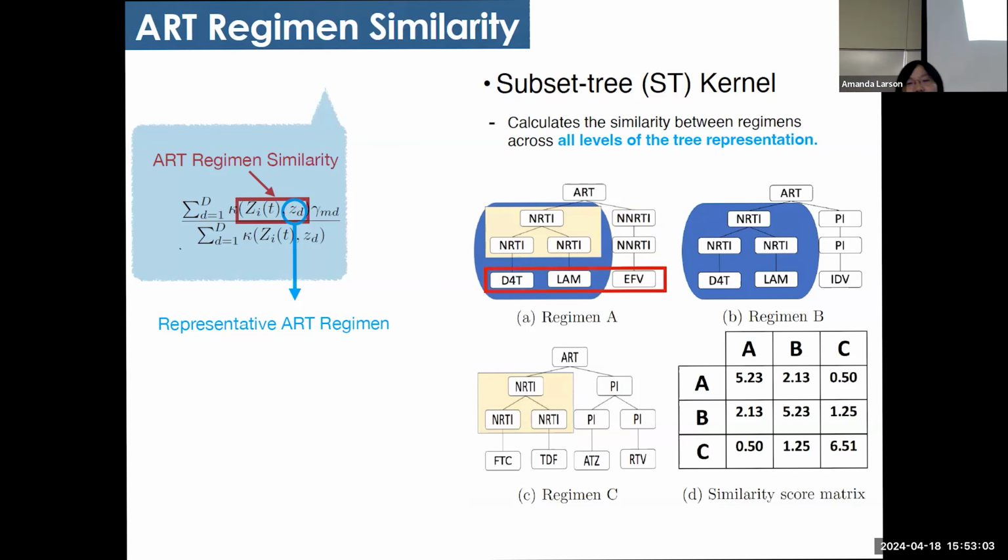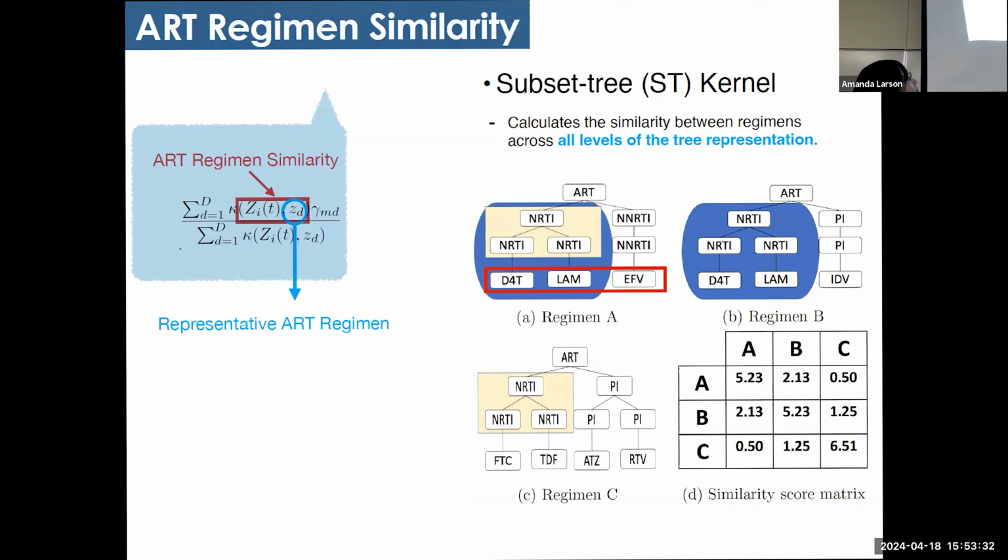So if we represent the drug combination as this tree structure, the tree kernel can calculate the similarity between regimens across all levels of the tree representation. For regimens A and B, the blue part you see is exactly the same, right? They both use these 2 NRTI drugs. So the subtree kernel method can calculate the similarity between these 2 blue parts.